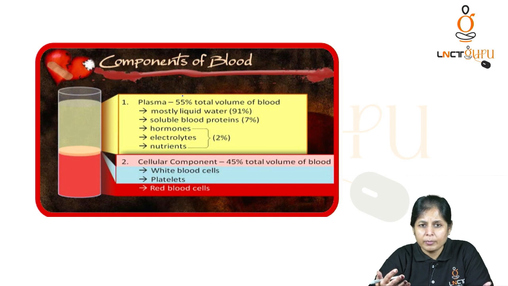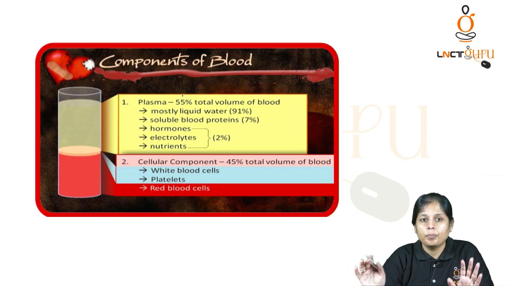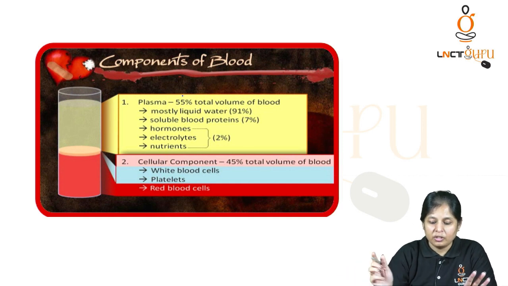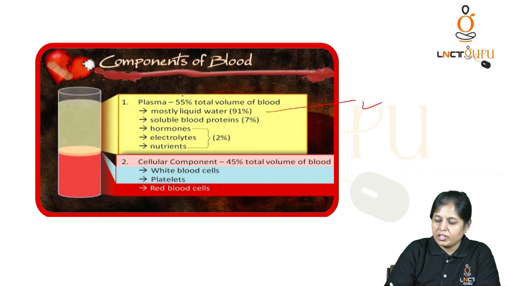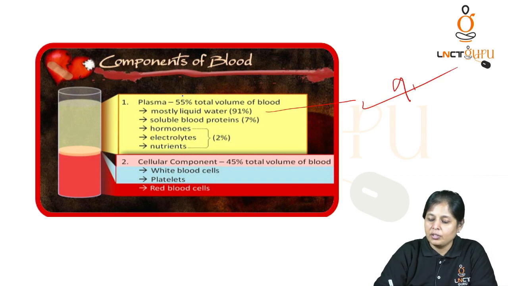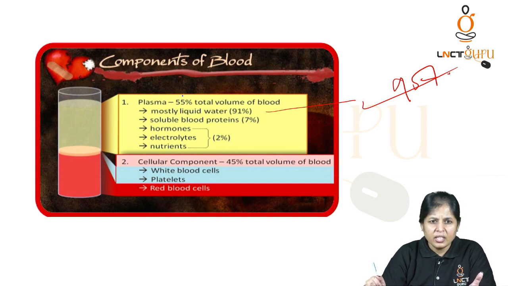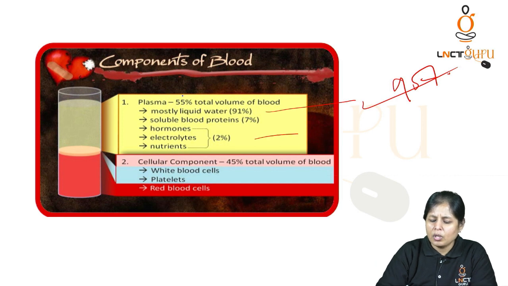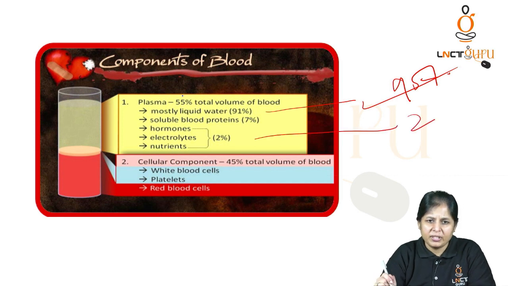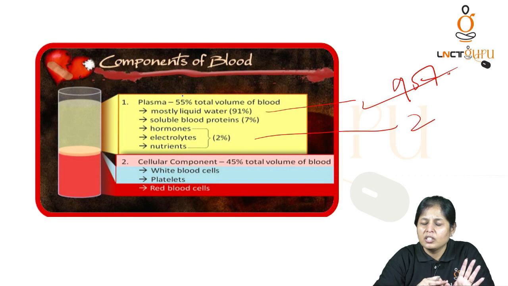Now let's come to plasma. What is plasma? What is the composition of plasma? Again, this is a very important question. So plasma is mostly water. 90% of it is water. Then about 7% you have your soluble blood proteins. Then the rest is hormones, electrolytes and nutrients, which make up about 2 to 3%.